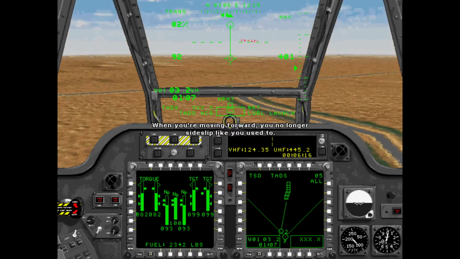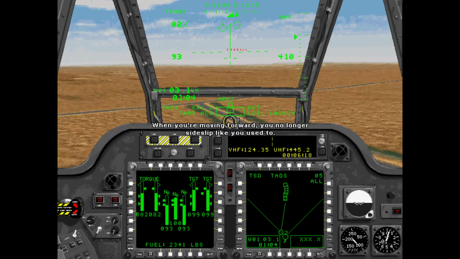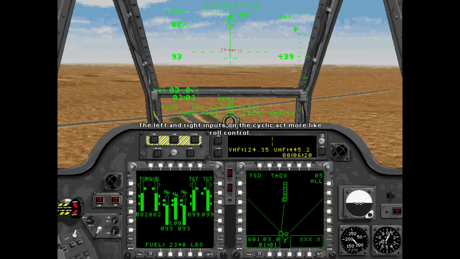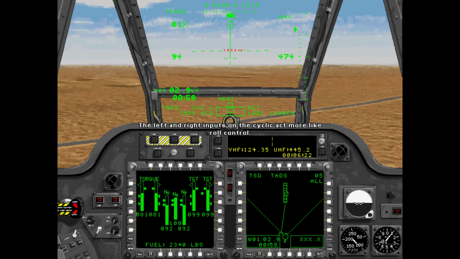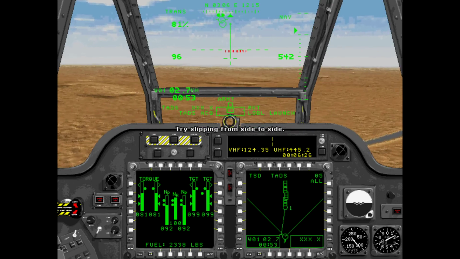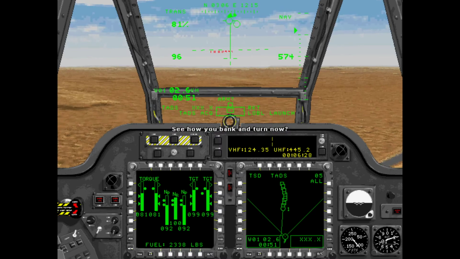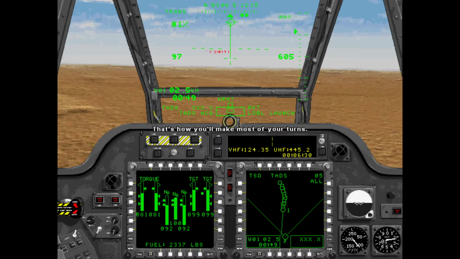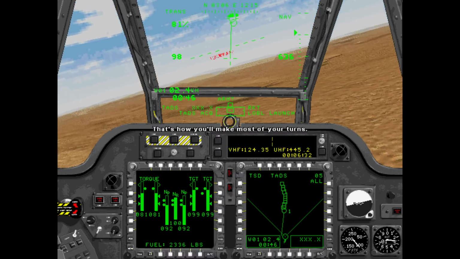Good. When you're moving forward, you no longer side slip like you used to. The left and right inputs on the cyclic act more like roll control. Try slipping from side to side. See how you bank and turn now. That's how you'll make most of your turns.